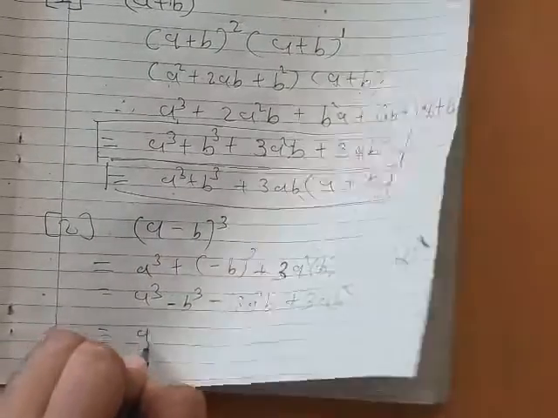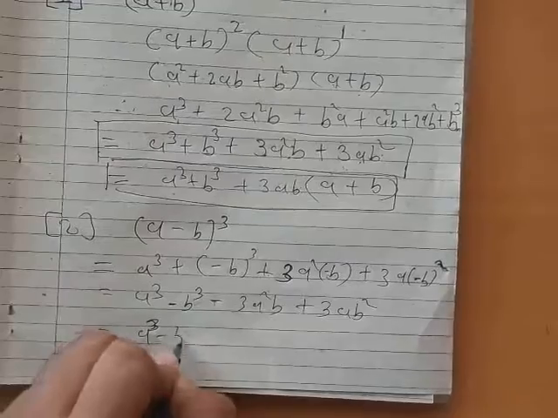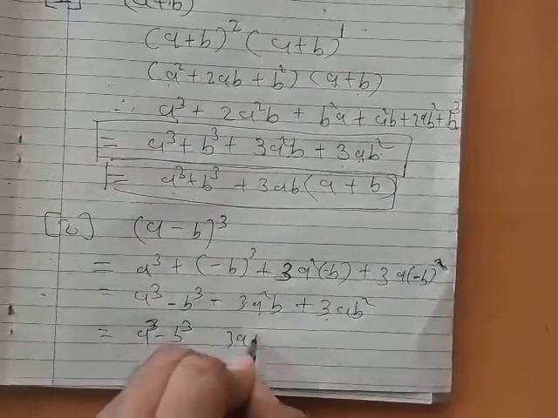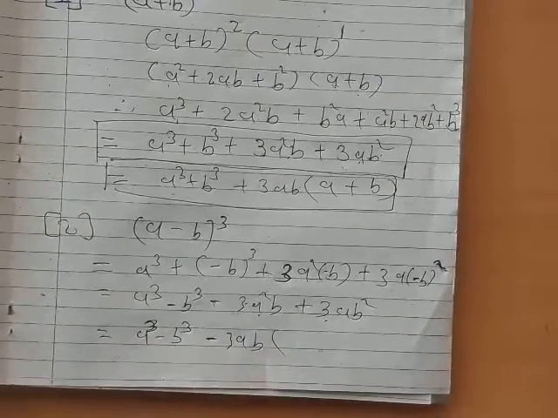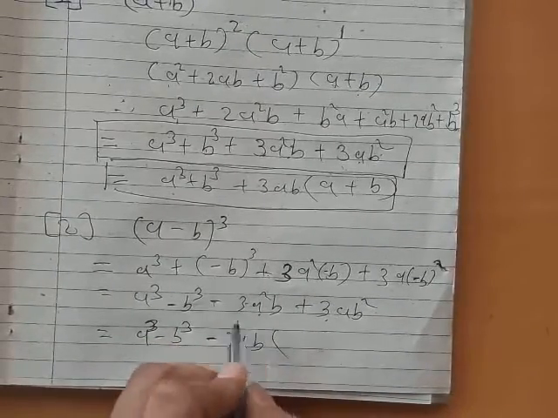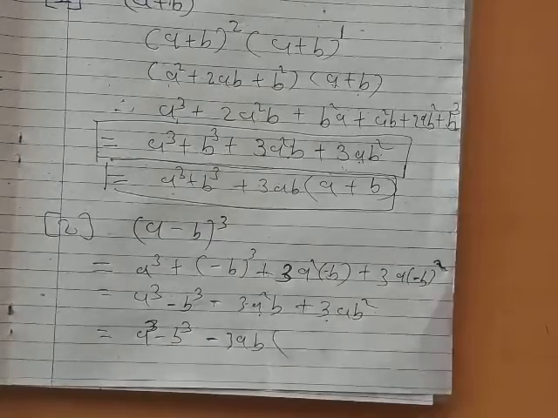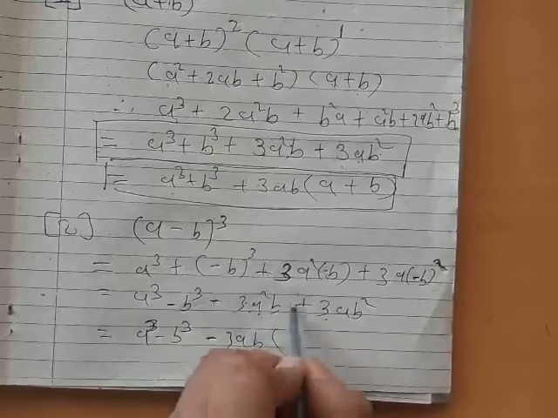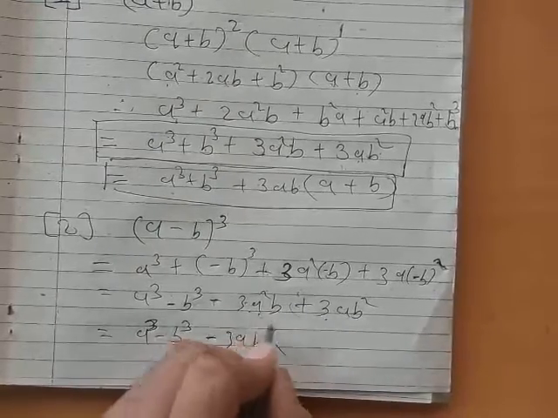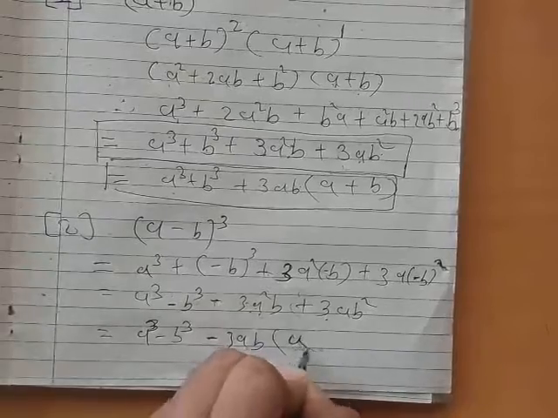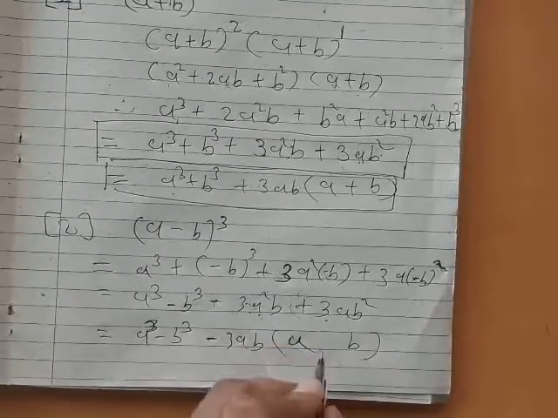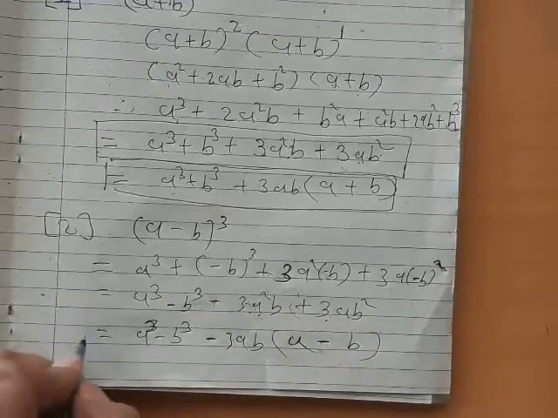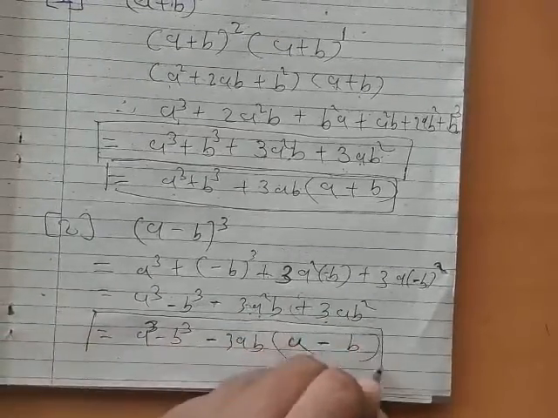Or we can also write it like this: a cube minus b cube, if we take 3ab common with the negative sign. We have taken the negative sign common, so the sign will change here. It is negative, it will become positive, and this is positive, so it will become negative. So a square, the remaining part will be a here, the remaining part will be b here, and the sign is minus. This will become plus and this will become minus. So that is how we get the formula.